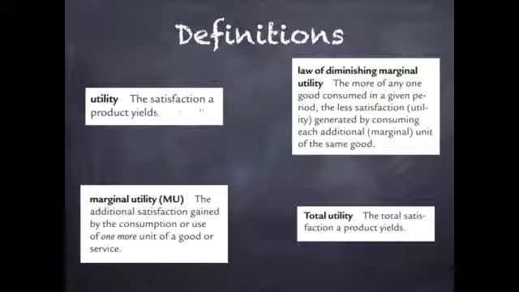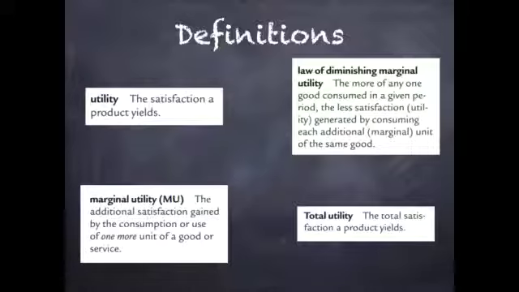So these are some of the definitions and terms that we're going to be using. So I want to make sure that you all have a good understanding of these terms. So utility is the satisfaction that a product yields. All right. Total utility is the total satisfaction a product yields. So for example, if I eat 5 slices of pizza, my total utility would be how much utility I get from consuming 5 slices of pizza.